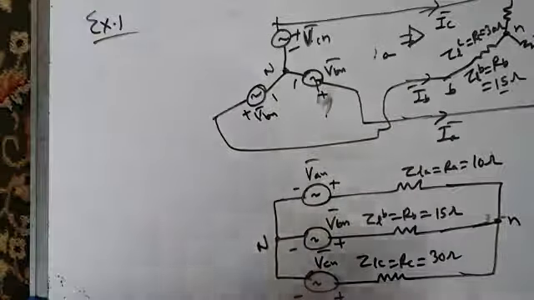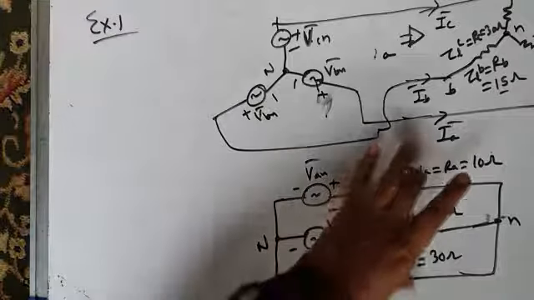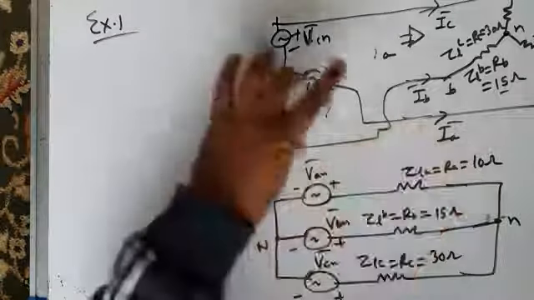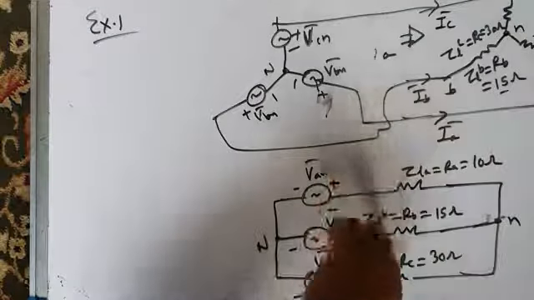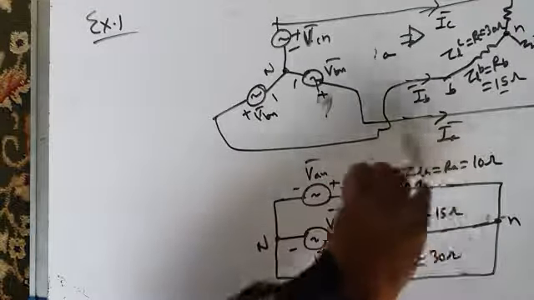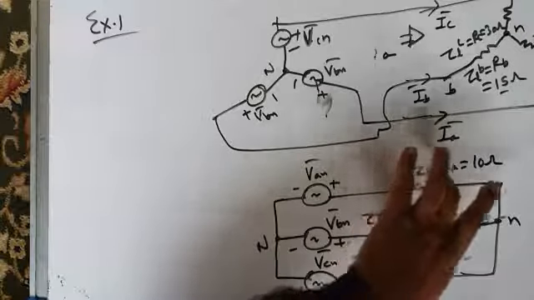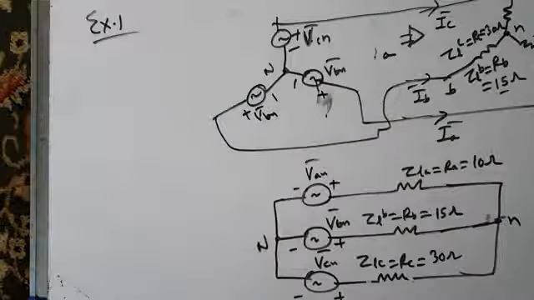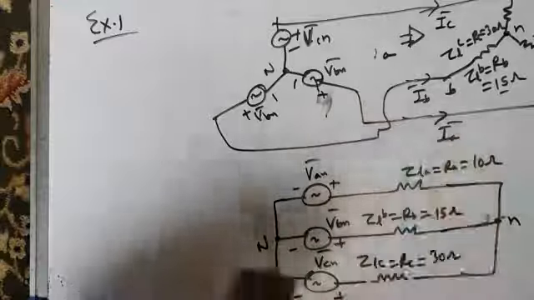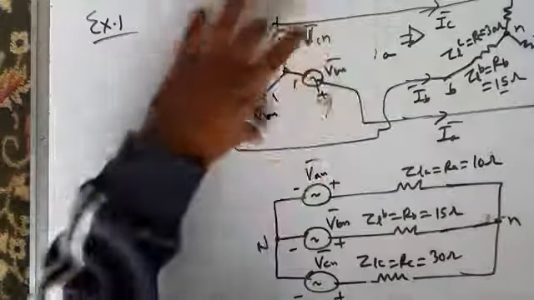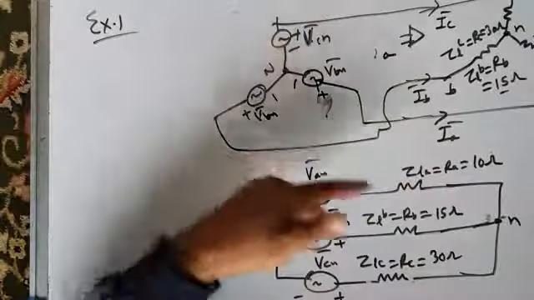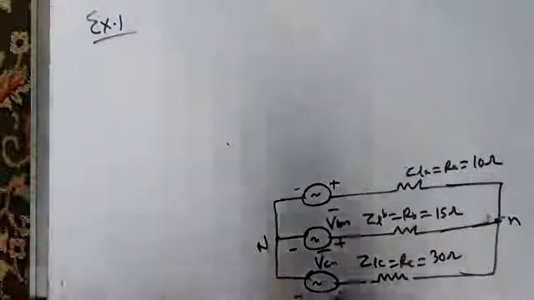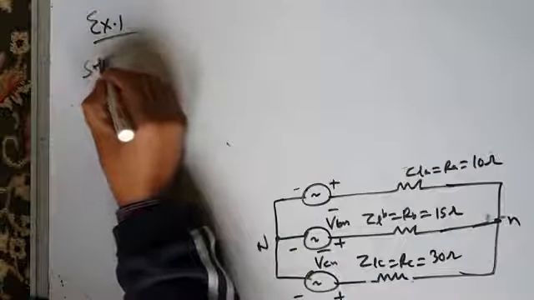In the problem, everything is given to you. This is the equivalent Y or equivalent star of this delta load, and these individual phase load resistances are given in the problem itself. And you have to find neutral to neutral voltage. You can draw it like this, or you can equivalently draw it like this. This and this represent the same thing. We know how to find neutral to neutral voltage. Let us try to solve it.